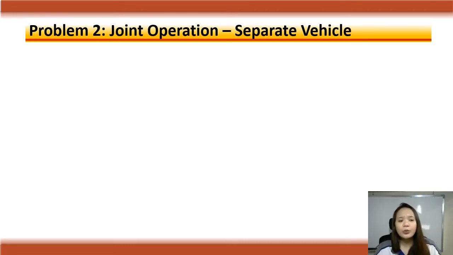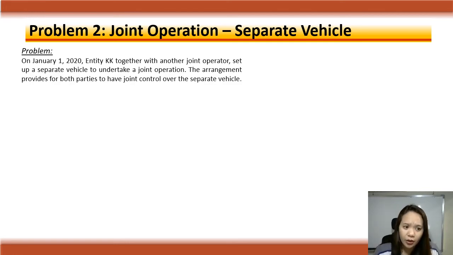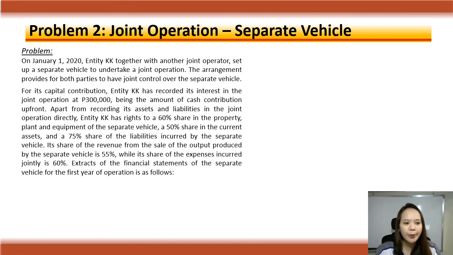What if, example number 2, meron kang joint operation pero separate vehicle. Tingnan natin. On January 1, entity KK, together with another joint operator, set up a separate vehicle to undertake a joint operation. The arrangement provides for both parties to have joint control over the separate vehicle. So, merong incorporated entity. For its capital contribution, si KK nagbayad ng 300,000 initially. Apart from its assets and liabilities, binigay yung share ni KK: sa PPE, 60%; sa current assets, 50%; sa liability, 75%; sa revenue, 55%; sa expenses, 60%. So, makikita mo kaagad dito, di ba, direct yung interest niya sa assets, liabilities, revenue, expenses. So, definitely, it's a joint operation.